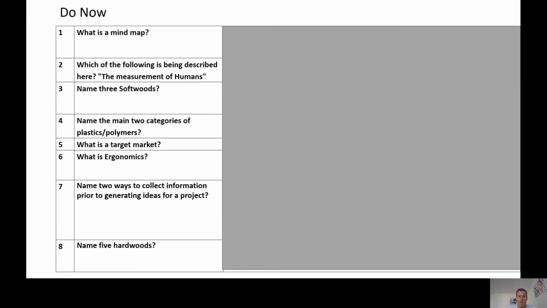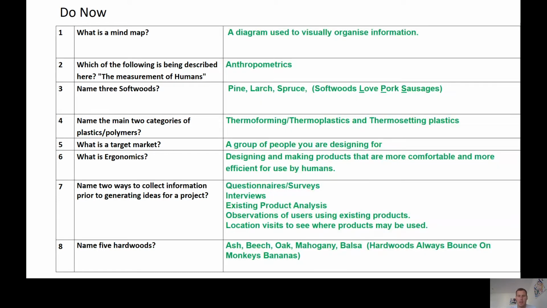Okay, there are your 8 questions, so press pause, and then we'll come back and look at the answers. Okay, so we're now going to look at the answers. So what is a mind map? A diagram used to visually organise things. So there's all the answers, guys. I'm not going to go through them this week. They are there for you. Okay, I'm going to try and keep this video a little bit shorter than the previous ones. Okay, so pause the video now, make sure you got the answers, green pen your work, and then let's carry on.